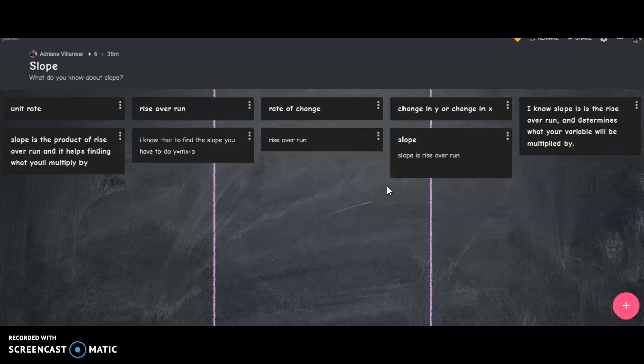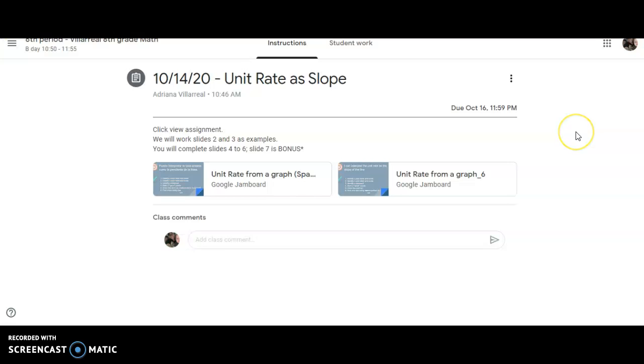And then we went into our Jamboard. Go ahead and open the Jamboard for today. The Jamboard can be found in week 9. The date is either 10/13 or 10/14, depending on what day we meet. The title is Unit Rate as Slope. Be careful on which one you open. One of them is in Spanish and the other one is in English. Depending on your preferred language, that's the one you're going to choose.